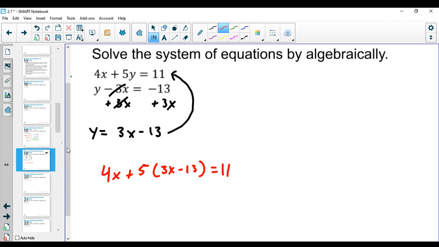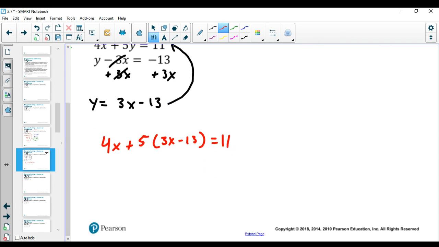equals 11. And now at this point, it's again just algebra. So we have 4x. We're going to distribute this 5. 5 times 3x is 15x. 5 times negative 13. 5 times 10 is 50, times 3 is 15. So together that'll be minus 65.